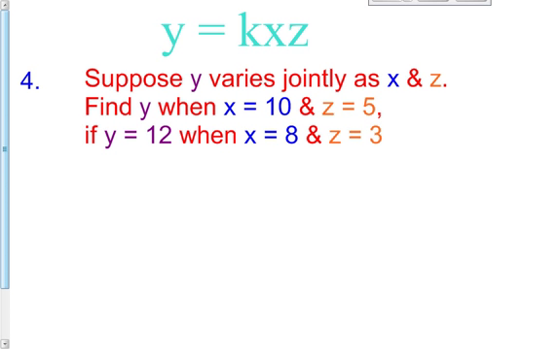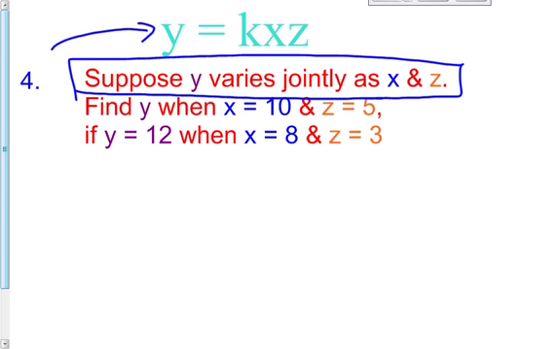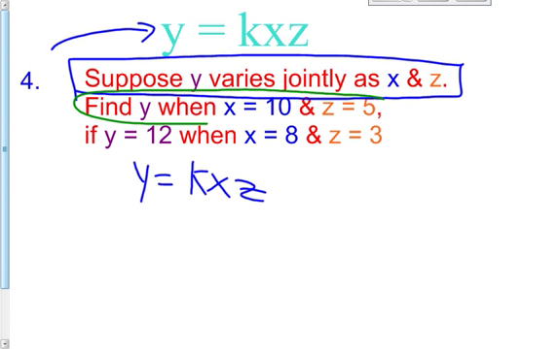All right, let's see how you did. Suppose y varies jointly as x and z. This is big. This tells you that you're using this equation. So if y equals k times x times z, find y when x is 10 and z is 5. Once again, class, you have to save this for last. You can't find y when you don't know what k is. So save this for last.